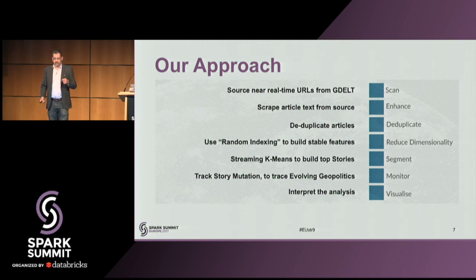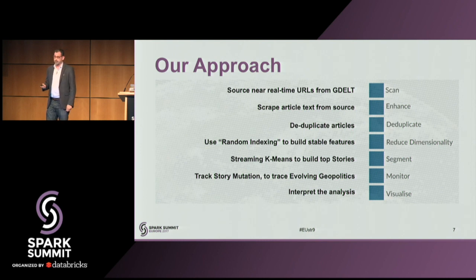We wanted to do dimensionality reductions for some of the science, and to do that, we ended up using random indexing, which is quite an advanced function that you wouldn't learn about in intro courses. We also use streaming k-means, to build up our top stories.